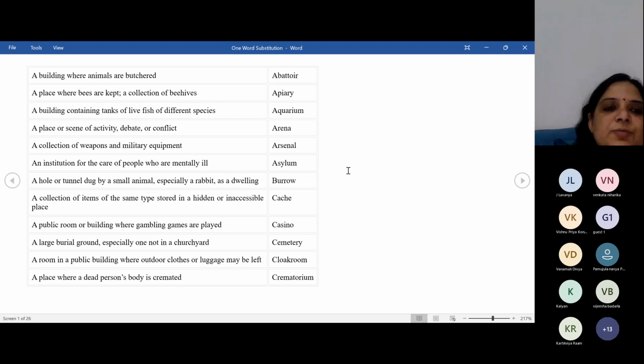A collection of items of the same type stored in a hidden or inaccessible place is called a cache, it seems. I thought it was a treasure. A public room or building where gambling games are played is a casino. You've heard about casinos, where you just go.